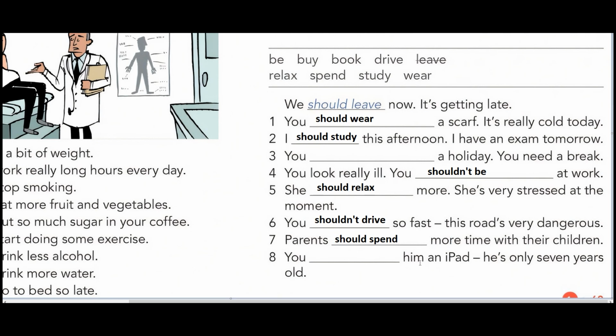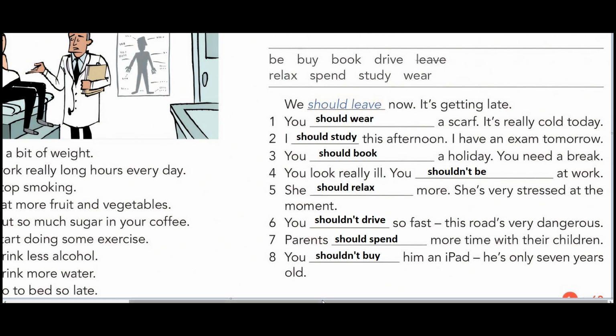And buy him an iPad. Maybe he's only 7 years old. Maybe you shouldn't buy him an iPad. He's only 7 years old, and having gadgets at that age could be not a good thing, so to speak. So, what is left here? Book a holiday. Why didn't I guess it? Okay, you should book a holiday. You need a break. Now we have used each word from this list.